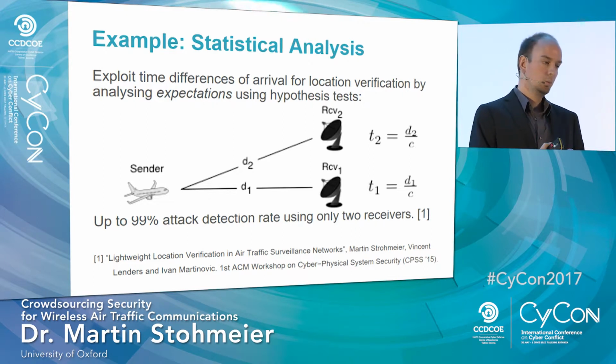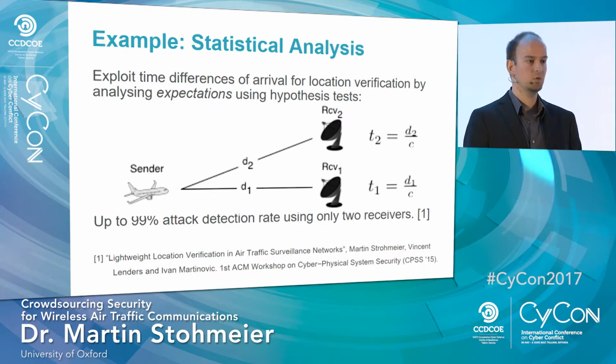So we look up what should be the timings from that given position that an aircraft claims to be in. And then we compare these expectations with our measurements. You run fairly simple hypothesis tests, and actually within 10, 20, 30 messages, you can find out that someone is not at the position that they claim to be.